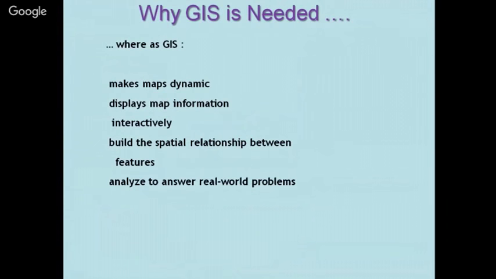The human interpretation of these kinds of spatial relationships in static data is very difficult. But once you convert this data into GIS, it makes the map dynamic, displays the map information interactively, and builds the spatial relationships between the features to analyze real world problems. There are tools present in it. If I run the intersection tool, it will automatically place symbols where there is an intersection, without wasting a very long time, and that too precisely.